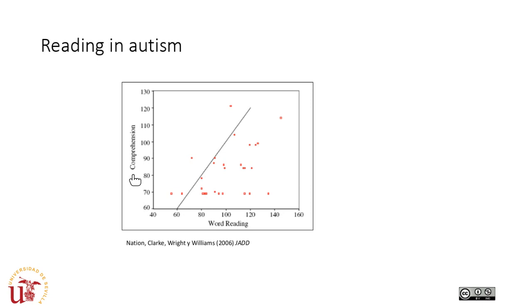Now, because these are standardized scores, we would expect an average reader to have scores between 85 and 115 approximately.